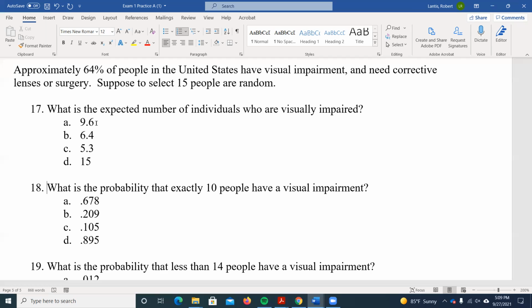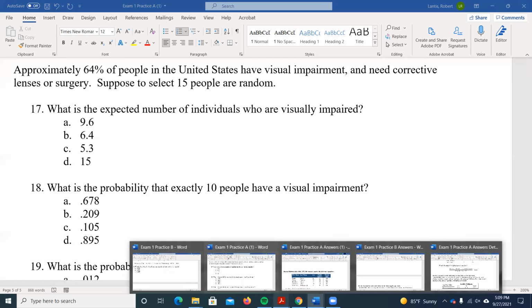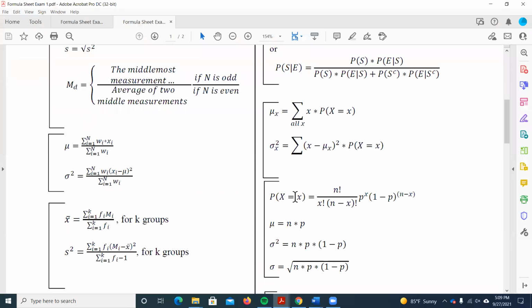But from there, it's really just a matter of using that binomial distribution equation. Our X here, we're looking for the probability that we see exactly 10 people have a visual impairment. So from here, this might just be a little bit of practice on our own. I can write this out for you, but you're just plugging in 15 for N, 10 for X, and the probability of success of 0.64.